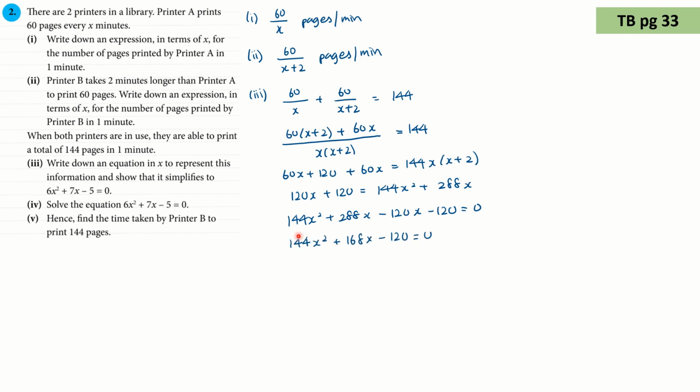I could simplify it further to arrive at this, but you may be wondering, why is it that this equation here differs from this? I hope that you recognize that we can actually further factorize out a certain factor over here. In this case, we can factorize out 24, and that will leave us with 6x squared plus 7x minus 5. So when I divide 24 over to the right, I am going to arrive at the quadratic equation, which is what I'm expected to show.